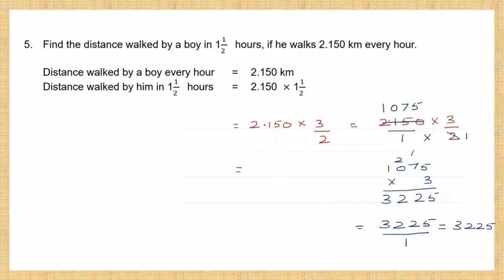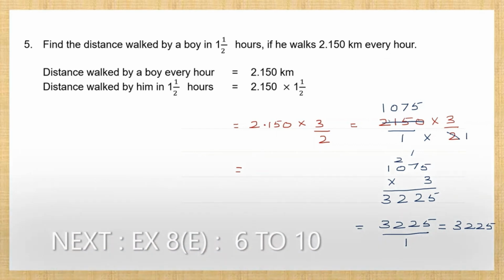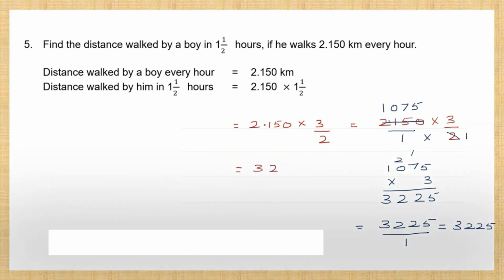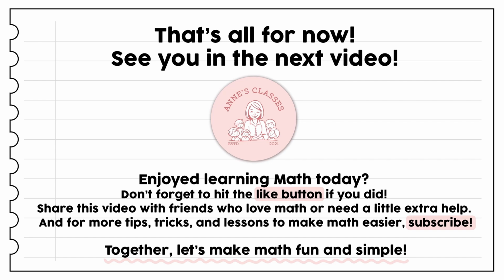So 2.150 into 3 by 2 gives me 3,225. Now I need to go back to my question and see how many decimal places there are. 1, 2, 3. There are 3 decimal places. My answer also should have 3 decimal places. So let me move to the left. 1, 2, 3, and then put the point. So what's my final answer? The distance walked by the boy in 1.5 hours is 3.225 kilometers. We'll stop with that for now, children.